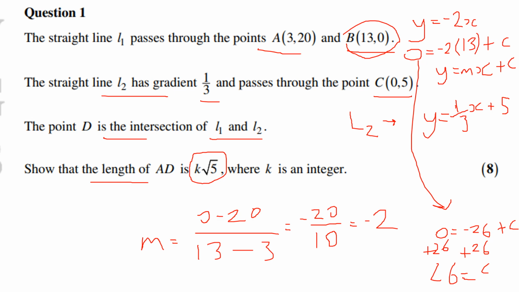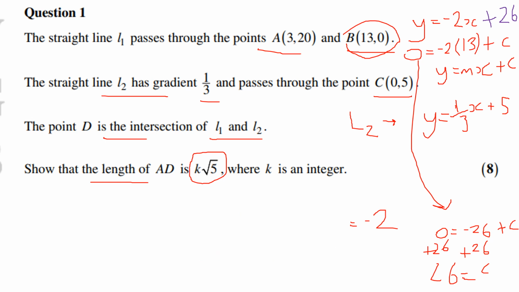That first part is now done. Now, the second part says that the two lines intersect at point D. So I've now got to equate both equations and work out the coordinates of D. For that, I'm going to have minus 2x plus 26 equals 1/3 x plus 5.